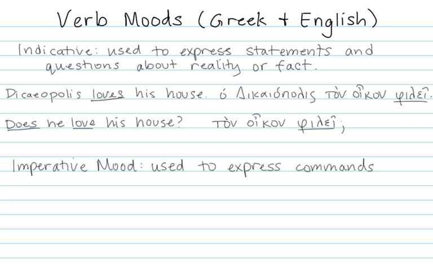The imperative mood, by contrast, is used to express commands. So an example of a command in English is hurry. In Greek, the form is speude. Another example, love, in Greek, phile, and speak, in Greek, lege. So now that we've looked at the moods, let's go and learn some specific forms.